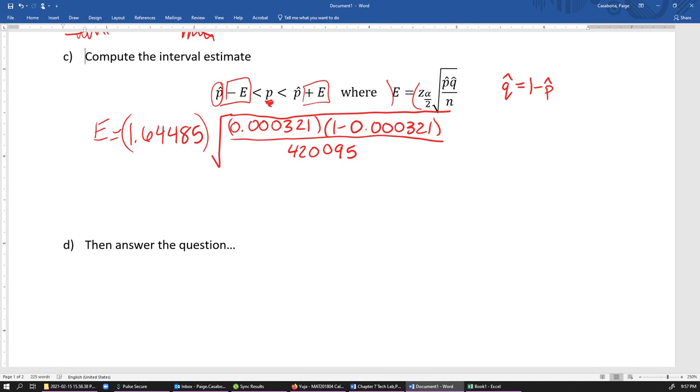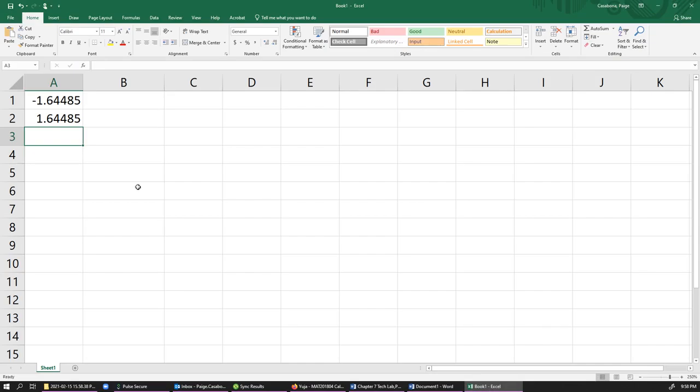Now, you can definitely do this on a calculator if you want. Just make sure you're using order of operations. So start with the 1 minus, or the q hat piece, multiply by the p hat, divide that by n, then take your square root, then multiply by the critical number. So kind of working your way inside out. But I tend to do these in Excel so that I can just do this as one big calculation. I'll show you what that looks like here.